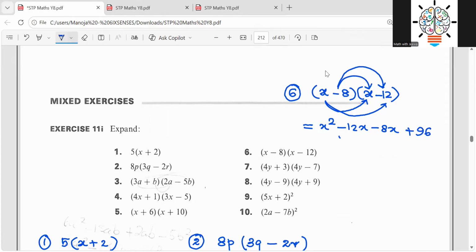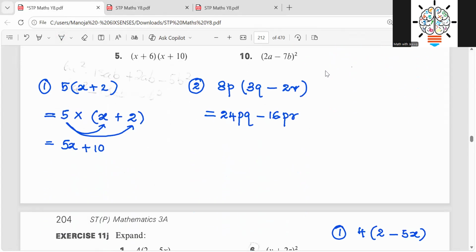So then you can see negative 12x and negative 8x, they are like terms. When you have the same signs like this, negative, negative, you add the numbers 12 and 8, 20, and you use the common sign that is negative 20x. So then I write here x squared minus 20x plus 96. Right? So this is how you do. So negative 8 times x, negative 8x, negative 8 times negative 12, positive 96.